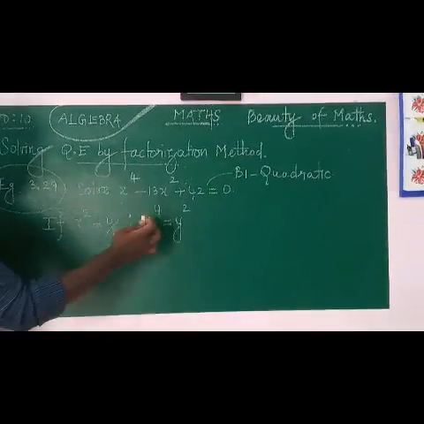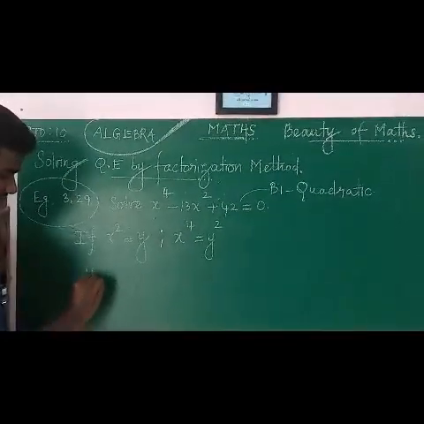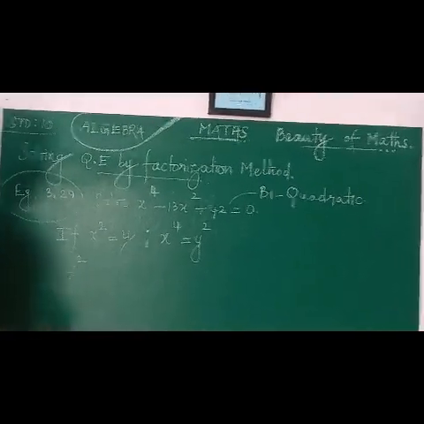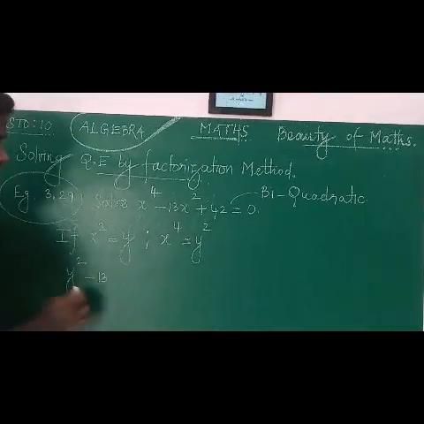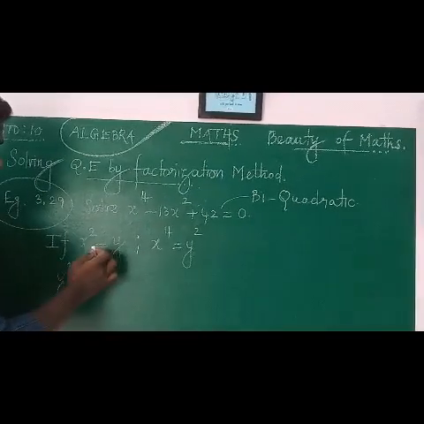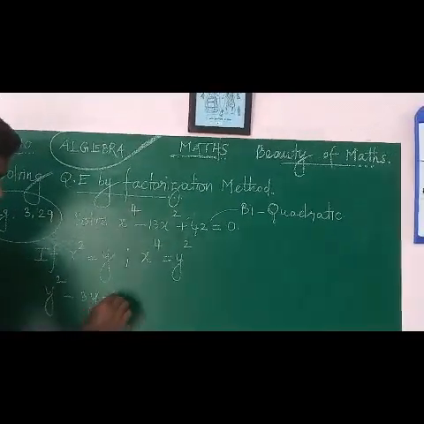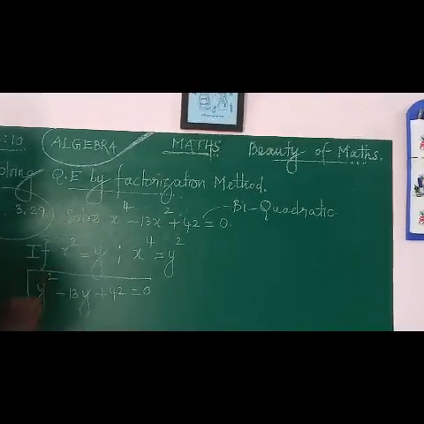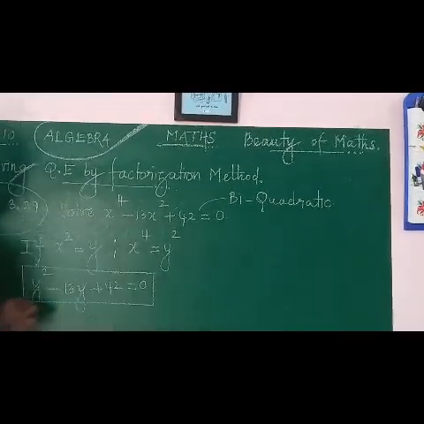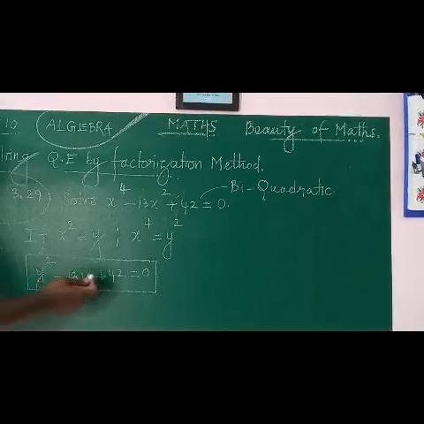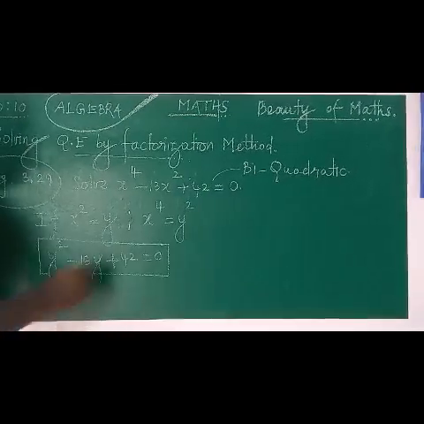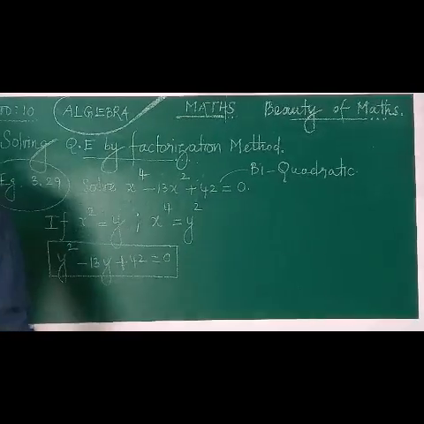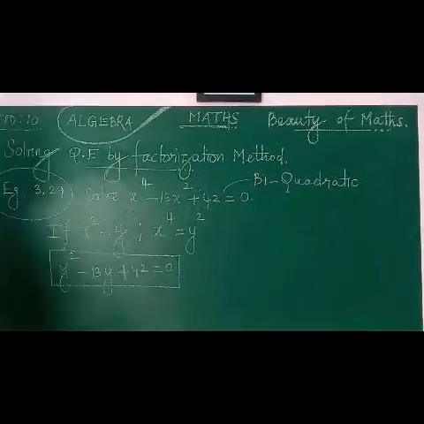x power 4. What is x power 4? y square. x power 4 is equal to y square. Minus 13 into x square. x square equal to y. Plus 42 is equal to 0. Now it is in the quadratic equation form. Okay. So y square minus 13y plus 42 is equal to 0. Let us find the roots by using the same division method.